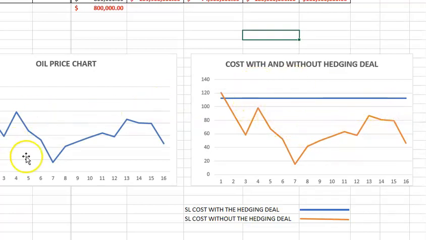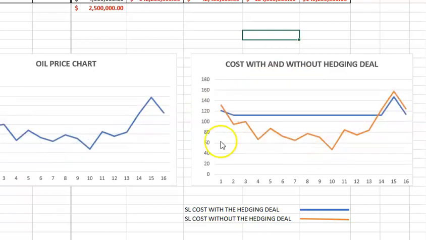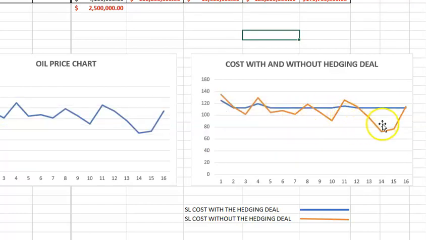So basically, if the oil prices go down, we are screwed. We are paying a lot. If the oil prices, let's do another simulation. If the oil prices are high, then again, this is kind of low prices. Let's do another one. And again, we pay more. It looks like, for the most part, we are paying more for most of the simulations.